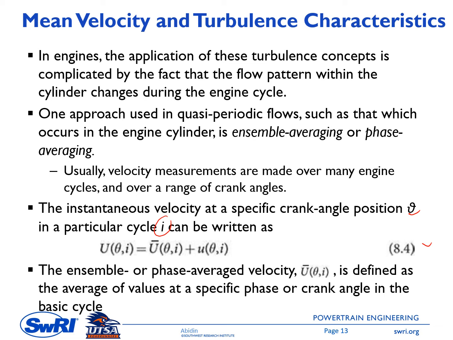U as a function of the crank angle theta and the cycle number i equals the mean of the velocity at this crank angle plus the fluctuating velocity. The ensemble or phase average velocity is defined as the average of values at a specific phase crank angle in the basic cycle.